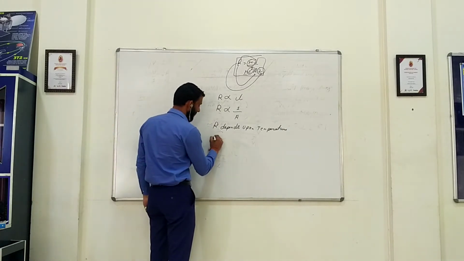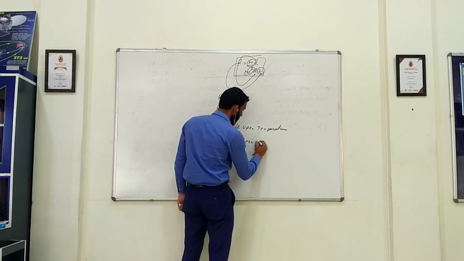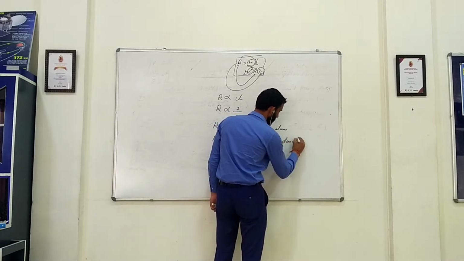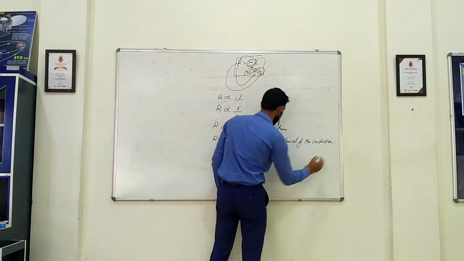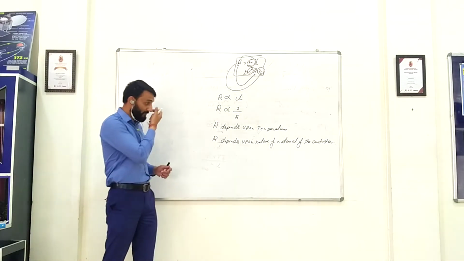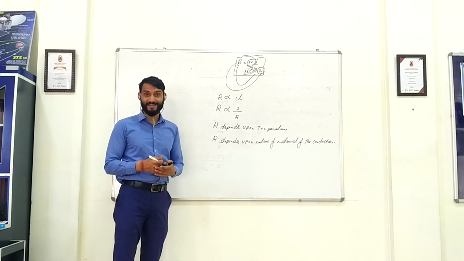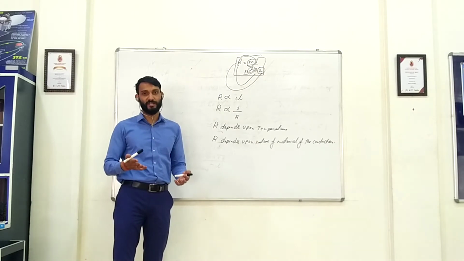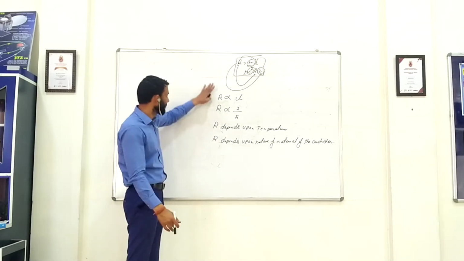And also one more factor is there, that R depends upon the nature of material of the conductor. What do you mean by the nature of material of the conductor? It means with what material the conductor is made. Is it made of copper? Is it made of aluminium? Is it made of silver? Silver is the best conductor. So if you compare two conductors, one made of aluminium and one made of silver, silver will have the least R because it is the best conductor. Okay, so these are the factors.